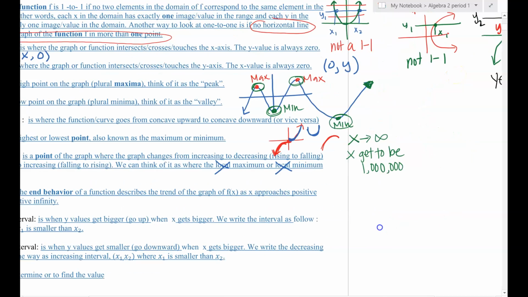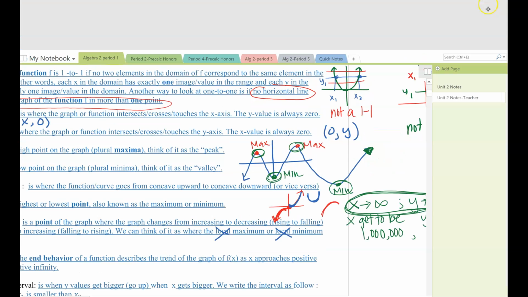In mathematics, we write that y also approaches infinity. Verbally, we say as x gets to be 1 million, y goes up to, who knows, 1 million, 10 million. We don't know the exact number because the arrow indicates it just goes up. So this is how we say as x increases, or x goes to the right, y also increases. That is the right end behavior, because it's on the right side.